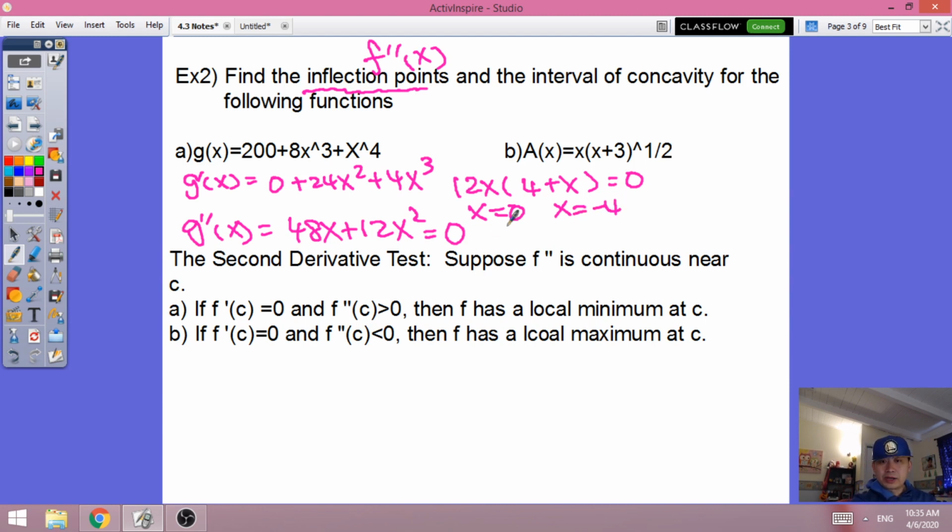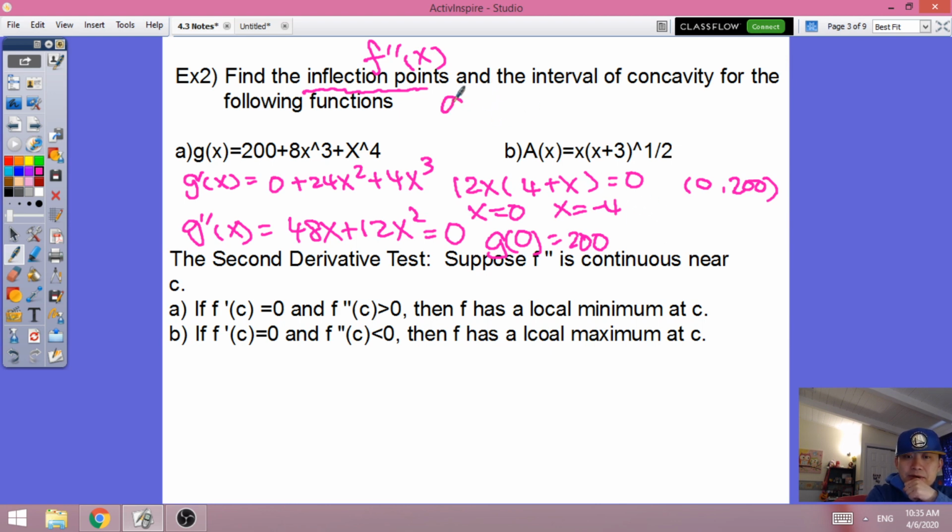But don't forget, you need to plug the number back into the original equation. So for 0, g of 0. It looks like that one is going to be 200. So g of 0 will be 200. Okay? So that's one of those points of inflection. And then negative 4, plug in the number back here. Negative 4 to the power of 3 gives us negative 64. Well, this one you can find out.